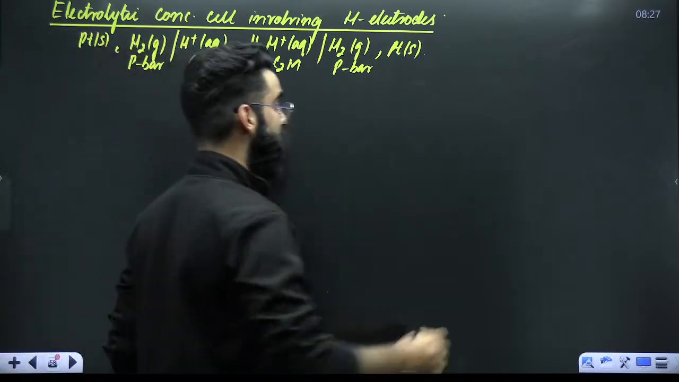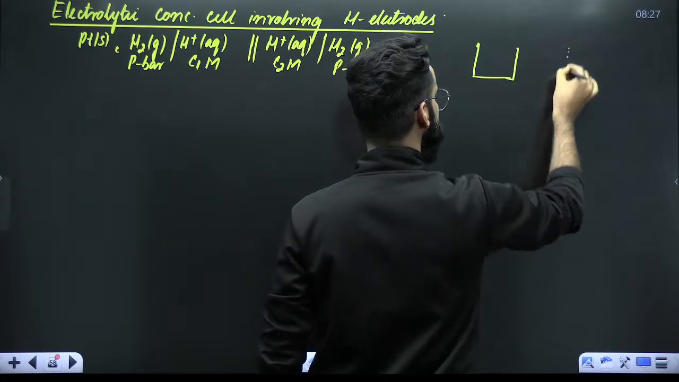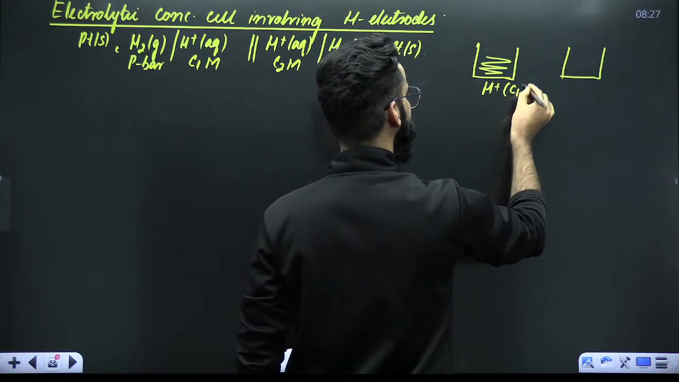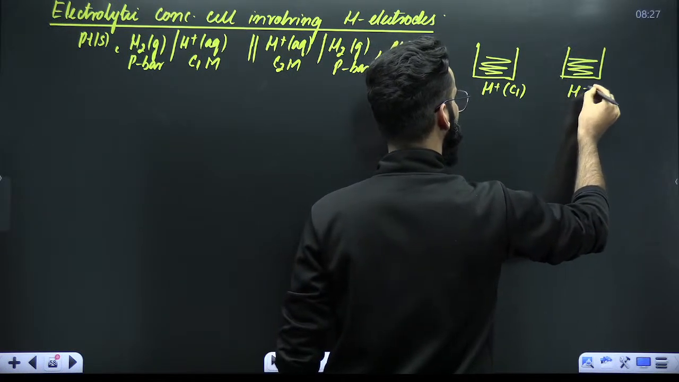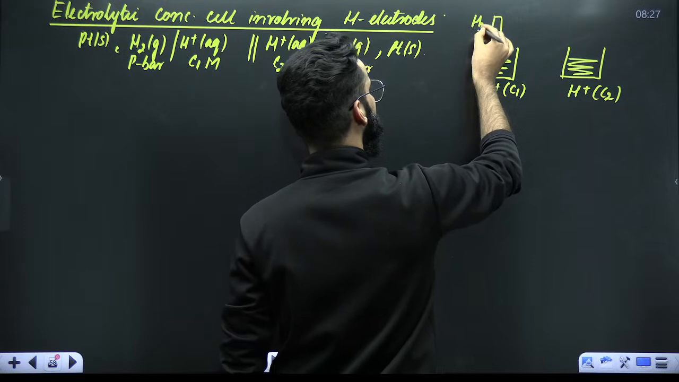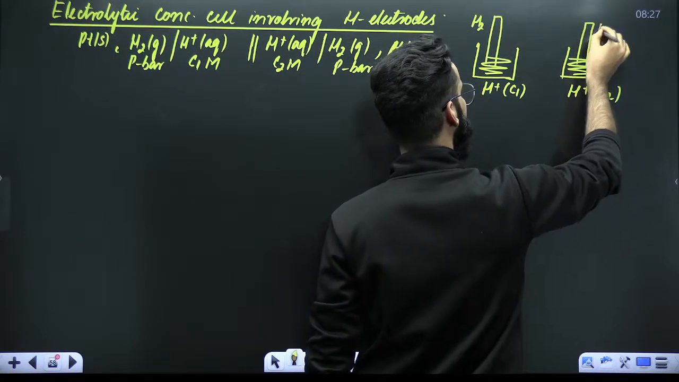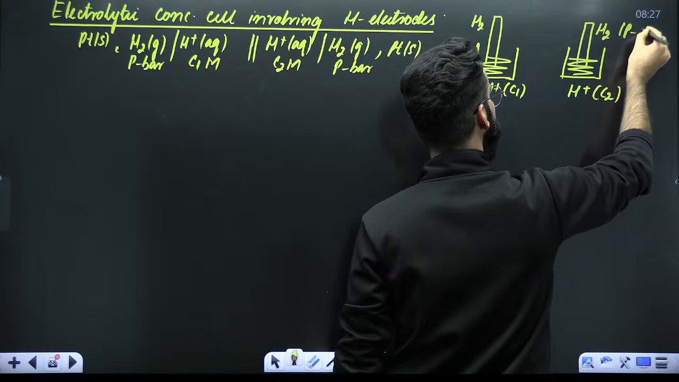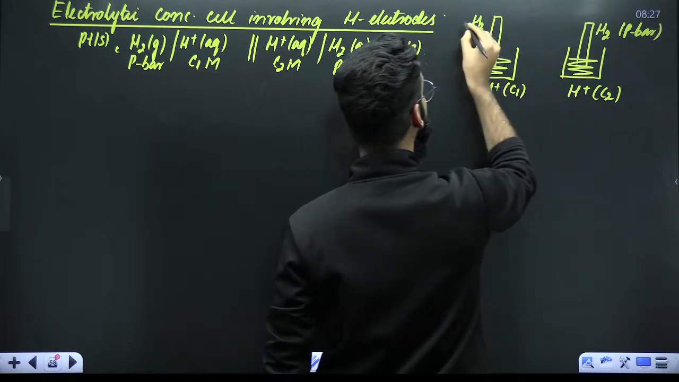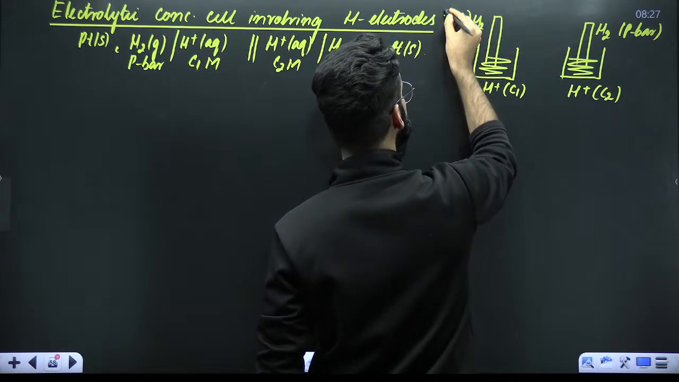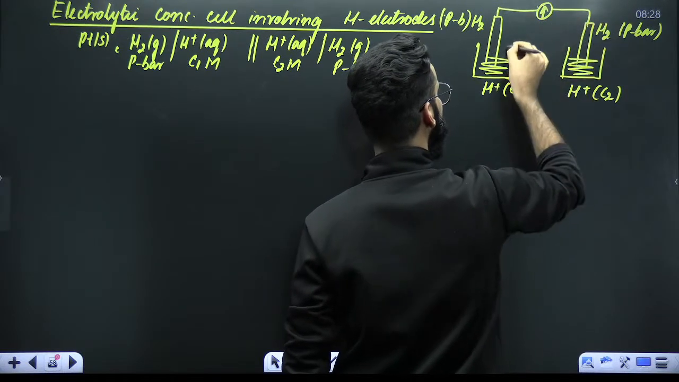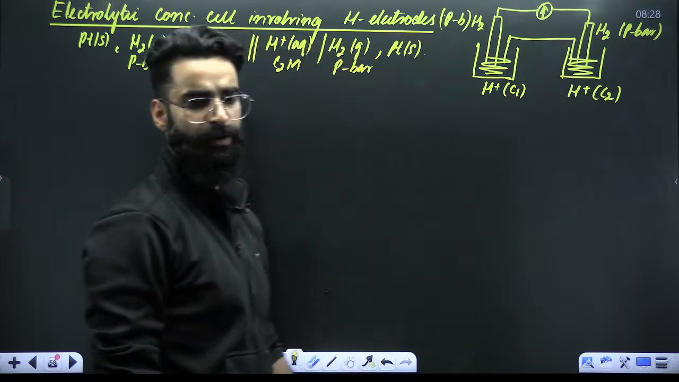So let me quickly show it to you also. This is, for example, your one hydrogen electrode. This is one more hydrogen electrode. Here you have got H positives with concentration C1. Here also you have got H positives with concentration C2 molar, right? Here you have kept the H2 rod, and you already know how this H2 rod is made. The pressure at which H2 was introduced here was P bar, and here also the pressure is P bar only. Perfect. Now you're connecting them externally with the help of a wire and internally with the help of a salt bridge. So I got a complete cell.